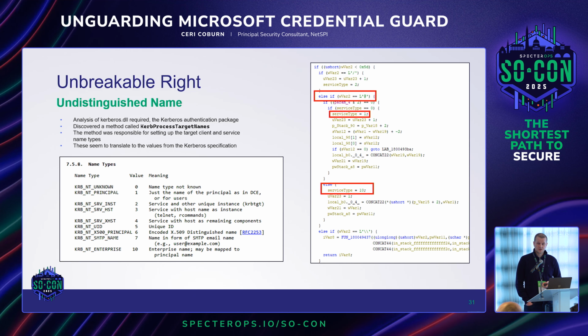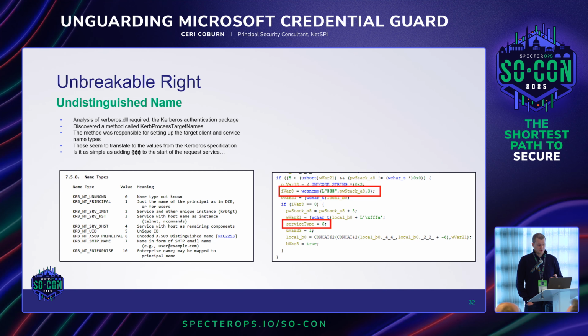So I came across a function called KERB process target names. And I could see in there that he was looking at the service principal name for certain characters within the username or the service name that you were requested. So for example, if you had the @ character in there, it would switch the name hint to KERB NT Enterprise, which is number 10 from the Kerberos specification. So I thought, okay, so we're on the right track here, and it seems to be controlled by the format of the string that you provide for either the C name or the S name within your request.